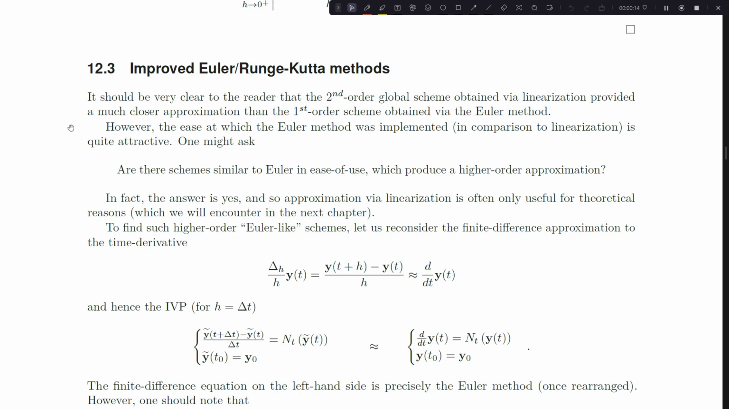Okay, welcome back. We're moving on to section 12.3, which is called improved Euler or Runge-Kutta methods. Two separate sorts of methods, but they're very closely related. And yes, in fact, these two names are a little tricky to pronounce.